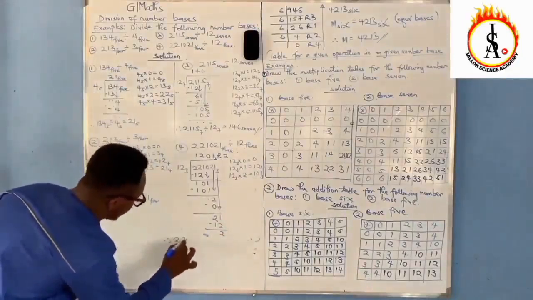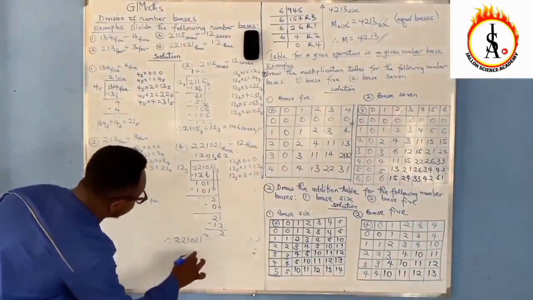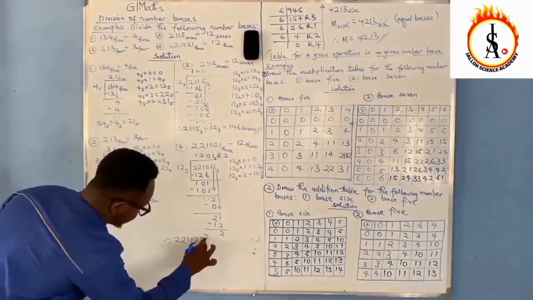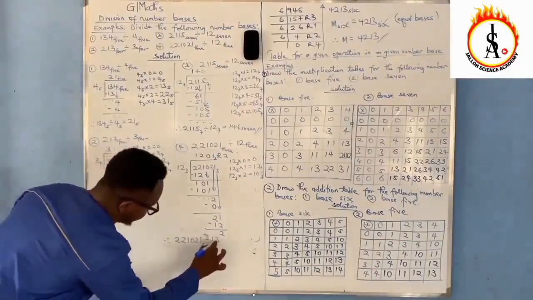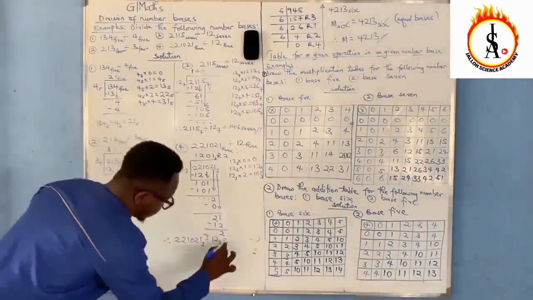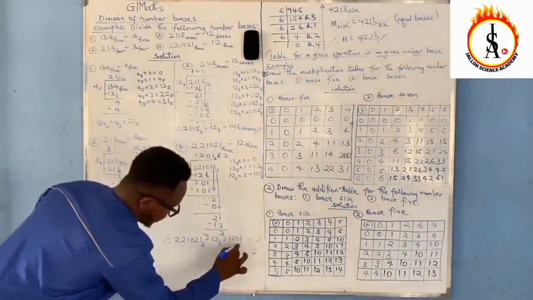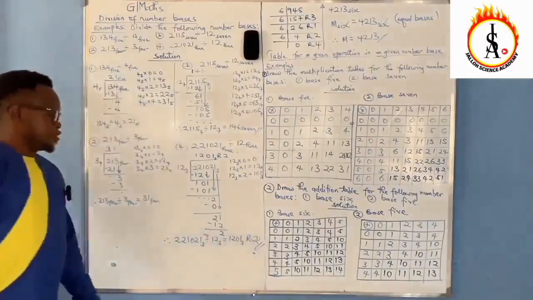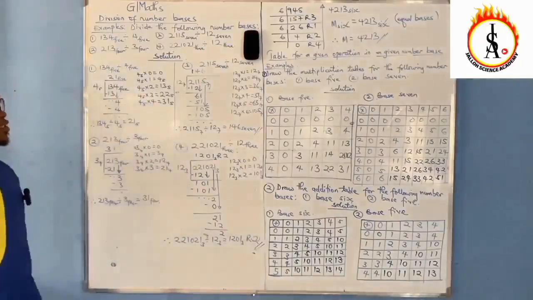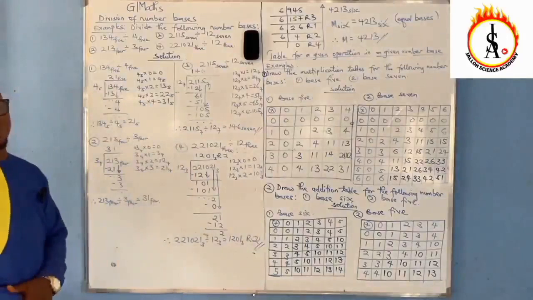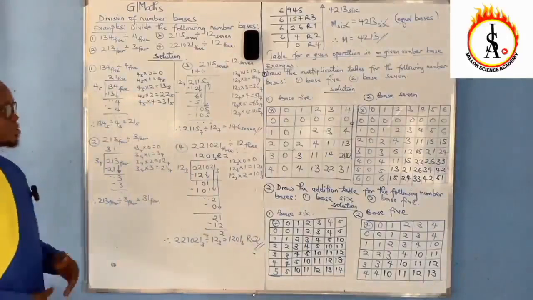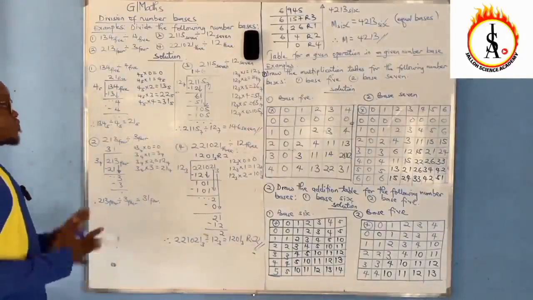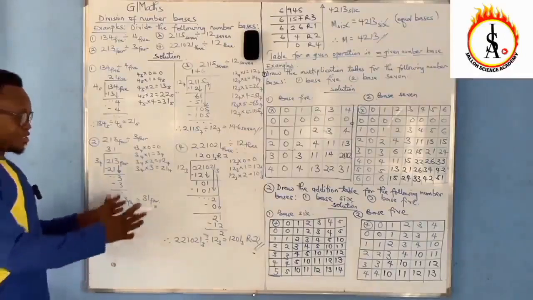2, 2, 1, 0, 2, 1 base 3 divided by 1, 2 base 3. The answer is 1, 2, 0, 1 base 3 with a remainder of 2. So this is how you can go about dividing number bases. So you can take a screenshot and practice them.